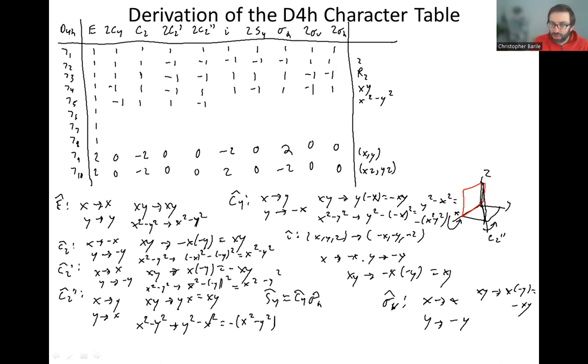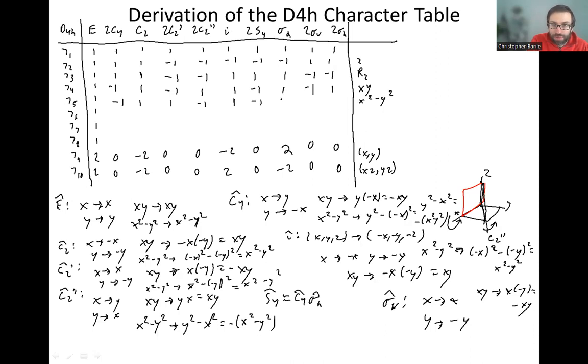Inversion, well, x went to negative x, y went to negative y. So x squared minus y squared goes to negative x squared, quantity negative x squared minus quantity negative y squared, and that equals x squared minus y squared. So we get a value of 1. S4 was C4 followed by sigma h. Well, we know the sigma h isn't going to do anything because x goes to x and y goes to y. So really it's a question of what the C4 did, and the C4 gave us a -1. So again, we have a -1 here.